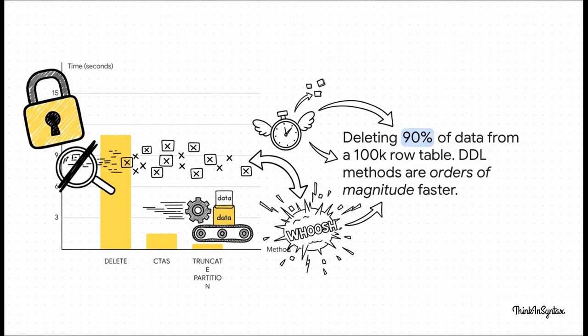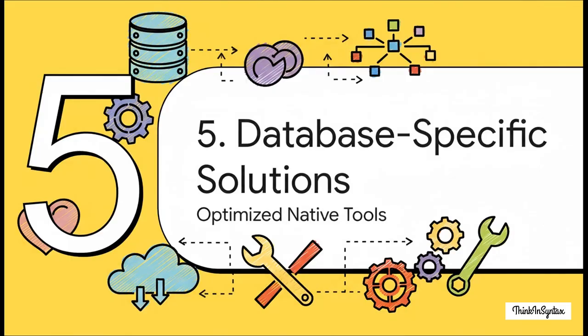Check out this test from Oracle. Deleting 90,000 rows with a standard delete command took 11 seconds. Not bad, right? But the CTAS approach did it in 1.5 seconds. And truncating a partition? A mind-blowing half a second. I mean, we are talking about a completely different league of performance here. It's not even close.